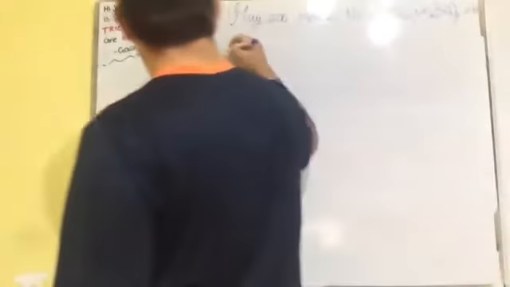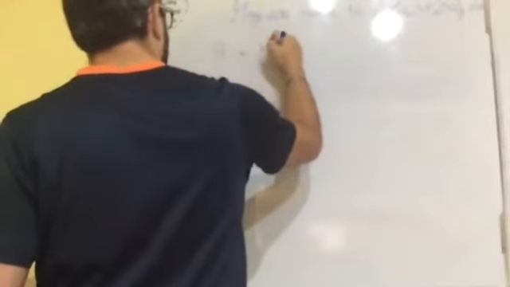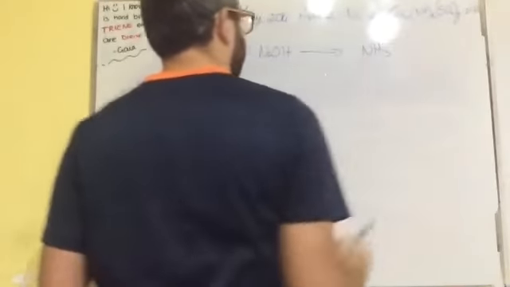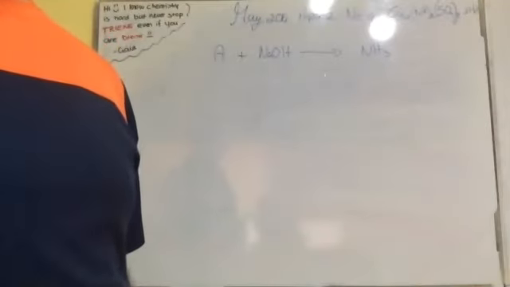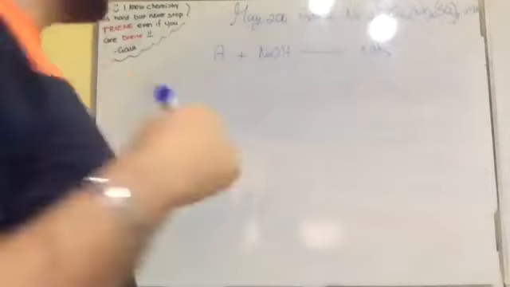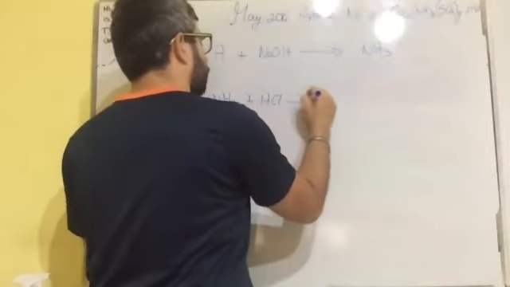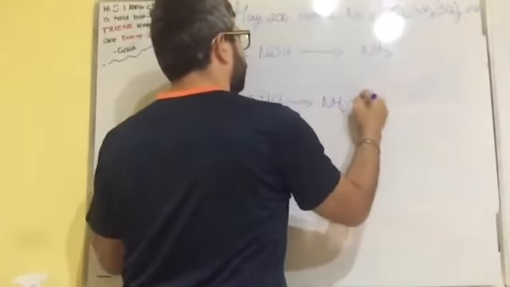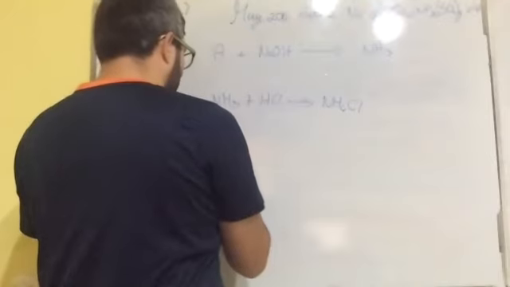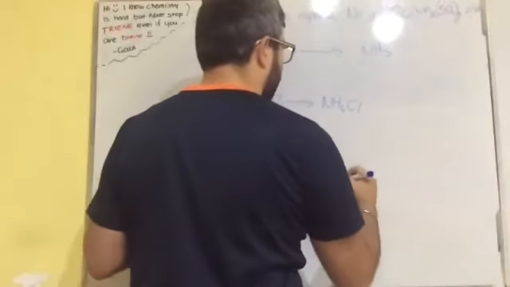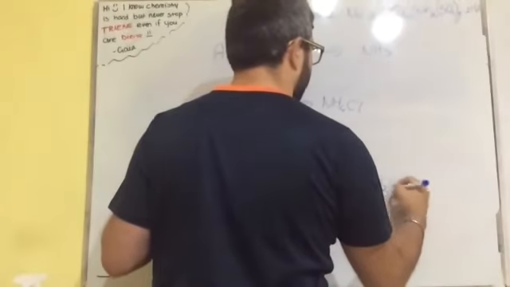So you have two reactions here. You have salt A plus NaOH to give NH3, and then you've got a second reaction, NH3 plus HCl to give NH4Cl, and then you have HCl plus NaOH to give NaCl plus H2O.